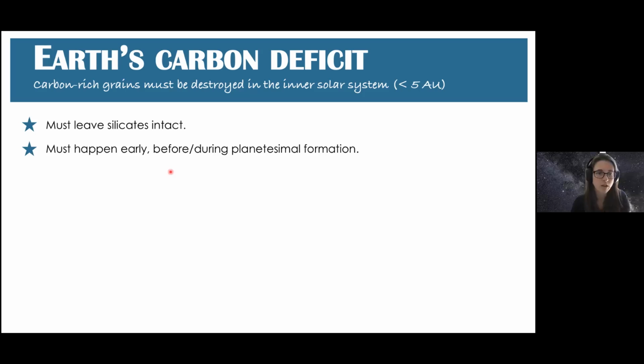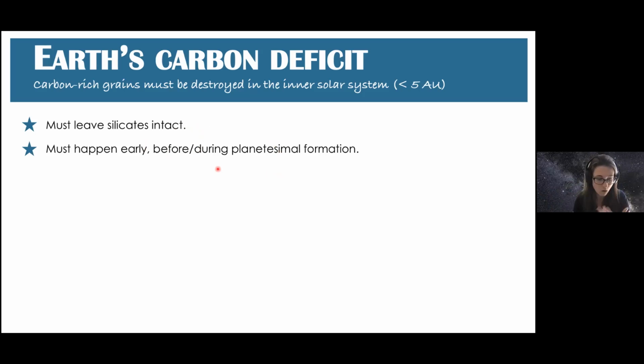And a second constraint is that this process must happen early, before and maybe during the onset of the formation of planetesimals, so bodies up to maybe starting from meter size. And that's simply because it's much easier to destroy millimeter, centimeter sized particles than it is to completely destroy much larger bodies. So that raises the question, when is this period? When do planetesimals start to form?